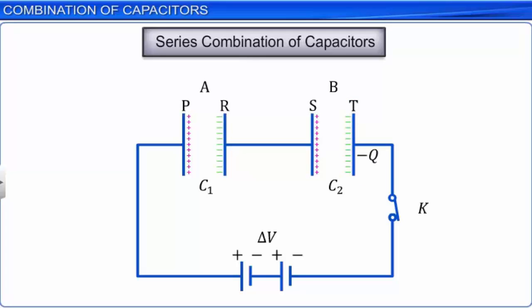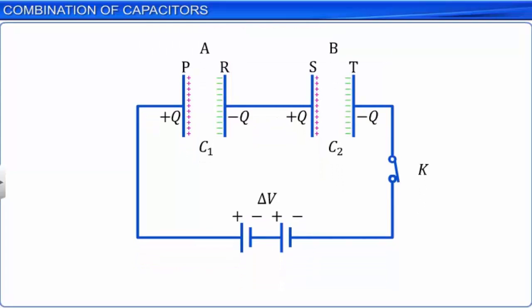Simultaneously, an equal amount of positive charge plus Q accumulates over the plate P. As minus Q accumulates on plate T, an equal amount of negative charge is forced off the plate S of capacitor B. Hence, the plate S has an excess positive charge, which is equal to plus Q. The negative charge, minus Q, leaving the plate S, travels through the connecting wire and accumulates on the plate R of capacitor A. Hence, the magnitude of charge accumulated on the plates of the capacitors connected in series is same.